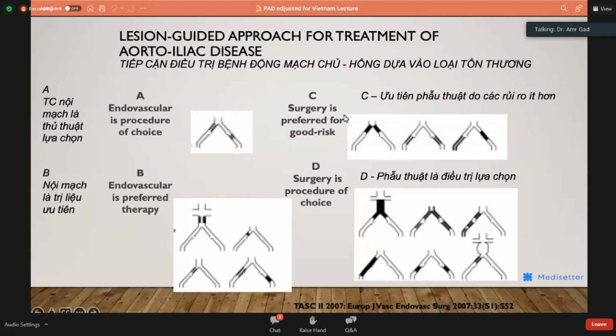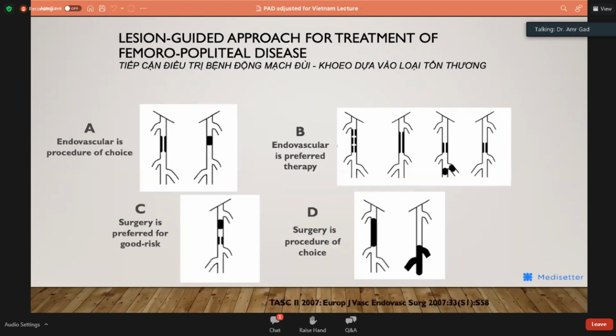Lesions in grade C and grade D are indicated for surgical intervention. But this is not really what is definitely happening today, because endovascular intervention is expanding. Regarding the popliteal and femoropopliteal arteries, the same, we have four grades.